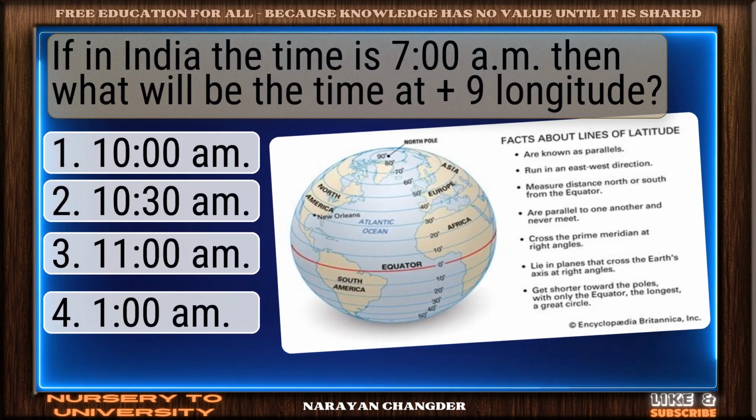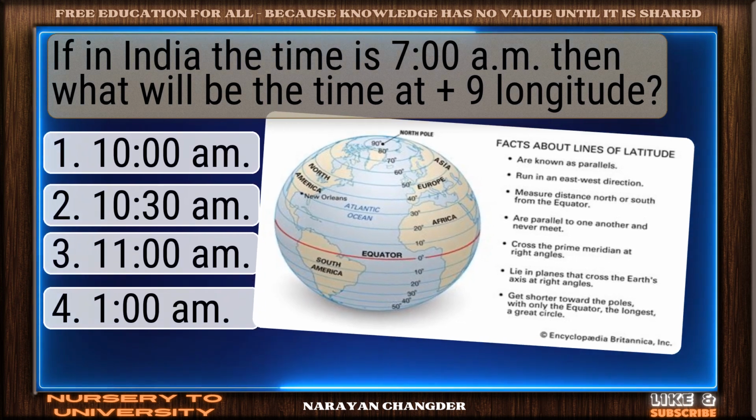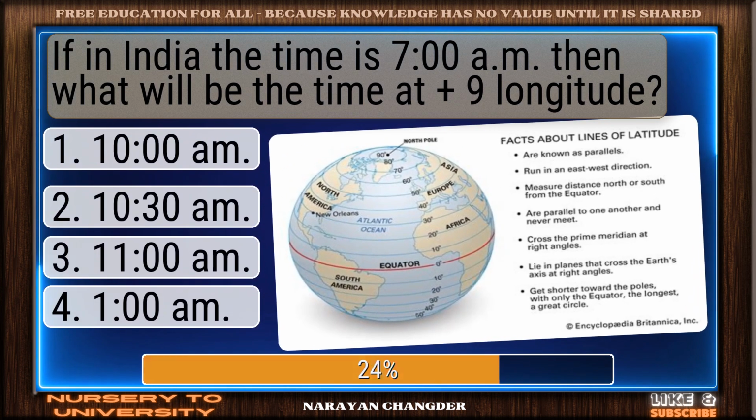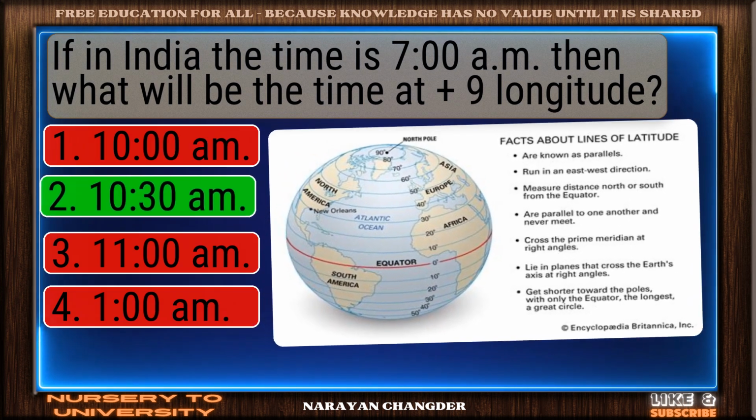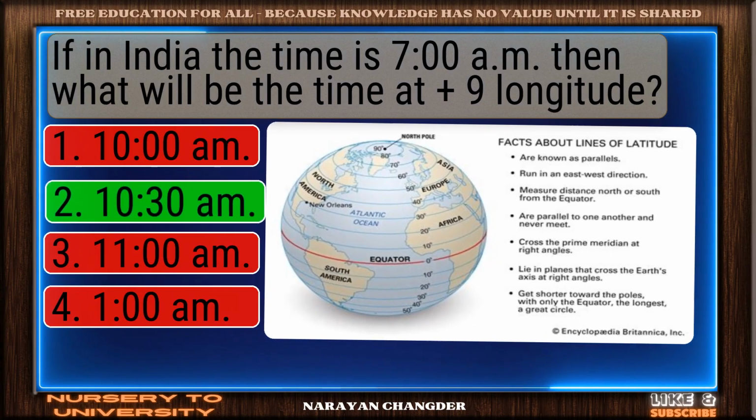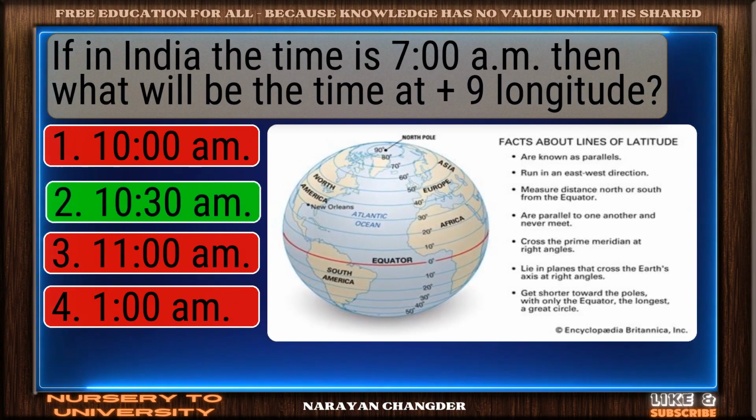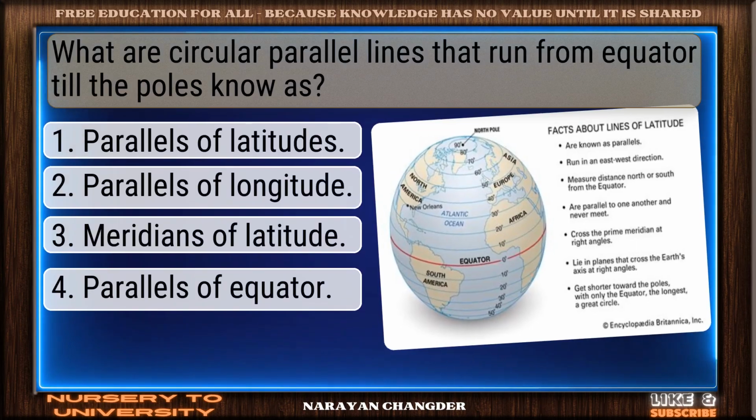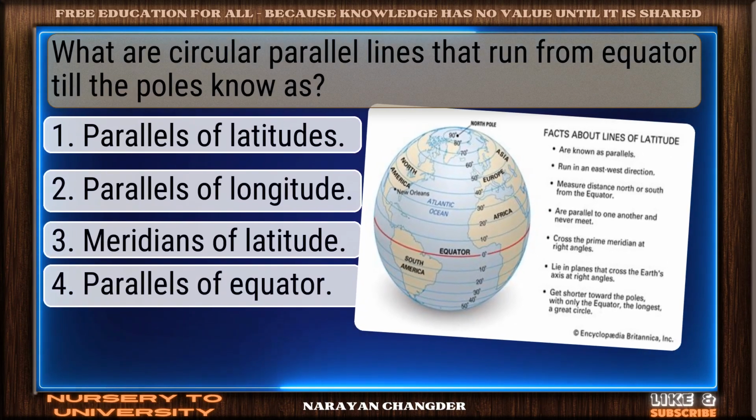If in India the time is 7:00 a.m., then what will be the time at +9 longitude? You got it. Your choice 10:30 a.m. is right. What are circular parallel lines that run from equator till the poles known as?